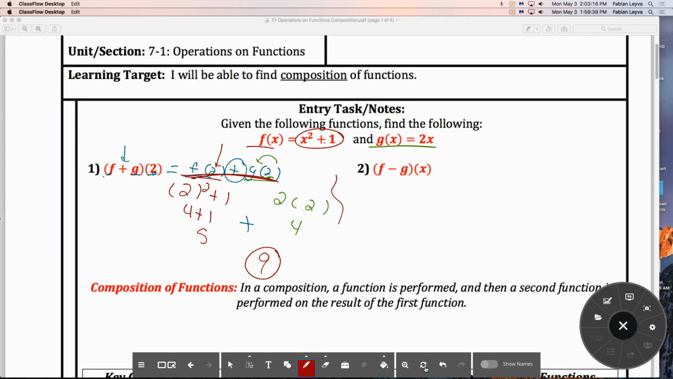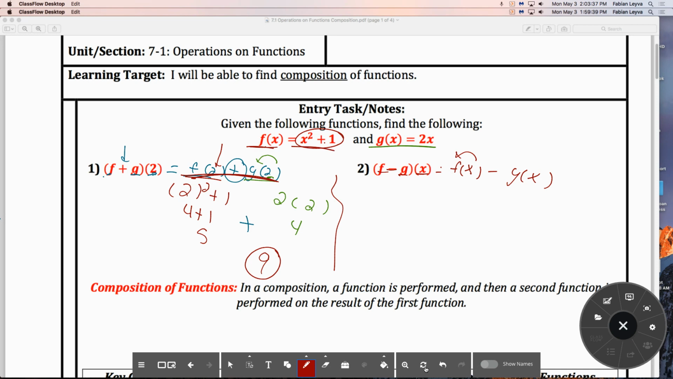And let's go ahead and do the next one. Now this is, again, a little more complicated for me to see. I like to write it out. This is going to be f of x minus g of x. Now keep in mind that what you're doing here doesn't really change. You're still going to take that x, and you're going to plug it into the x input, and you're going to plug it into the f function.